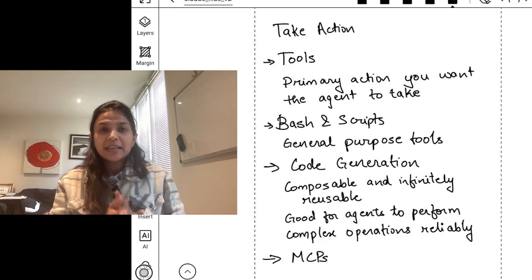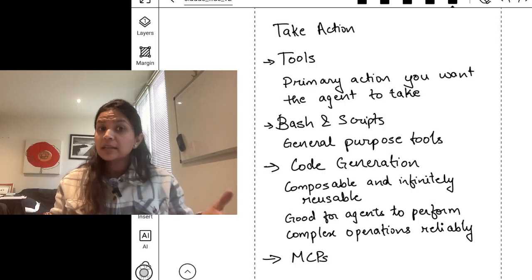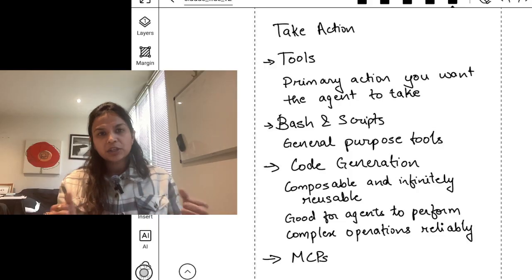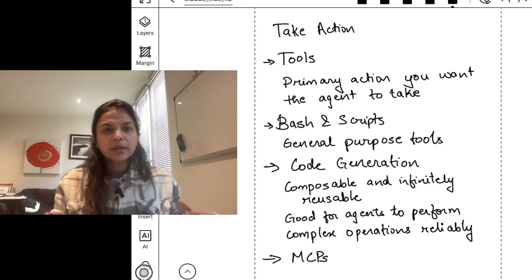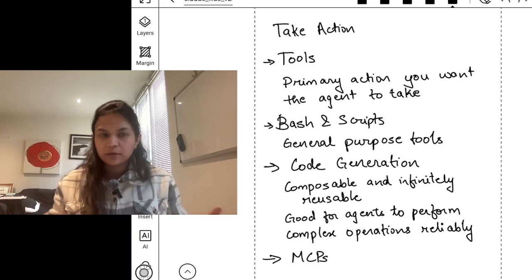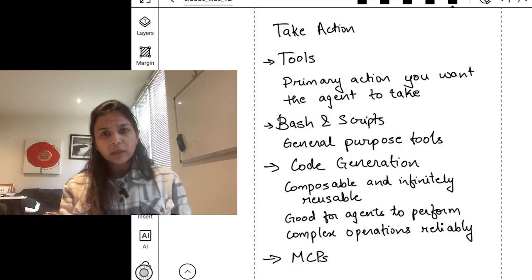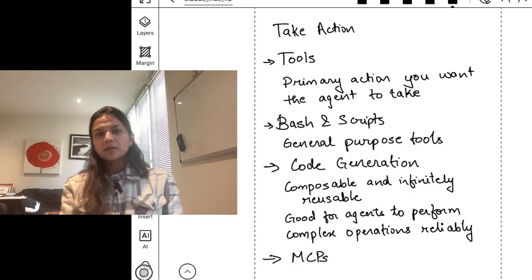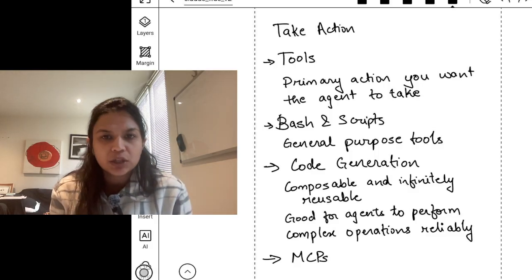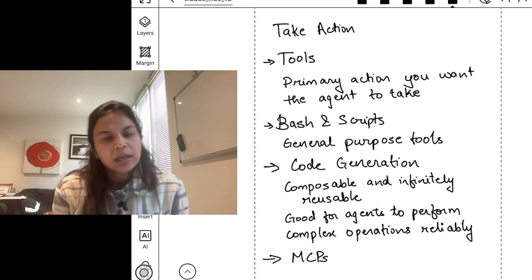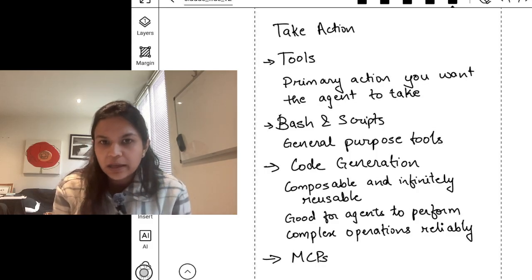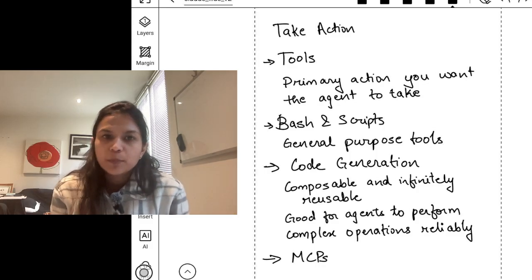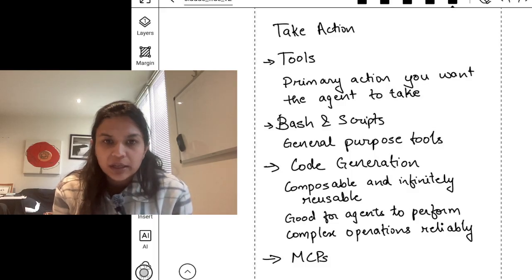Then the next thing is taking action. Now this is where it gets interesting. In the world of agents, you take actions via tools, right? Tools or MCPs. So you need to define tools for the primary actions which you want the agent to take. In our case, it would be writing files, like writing code. That would be the primary action for our coding agents.